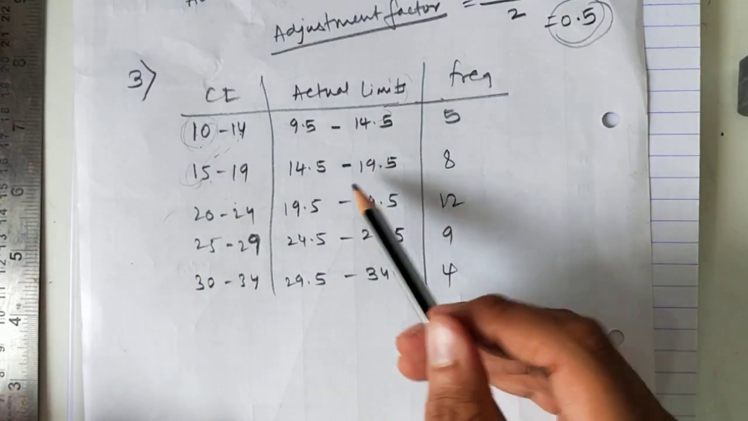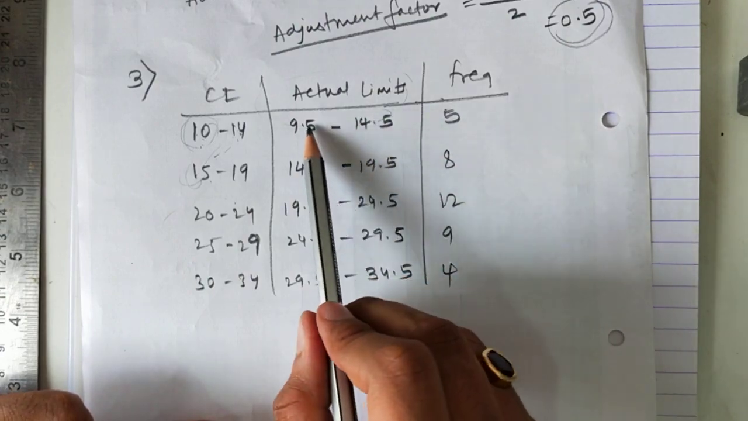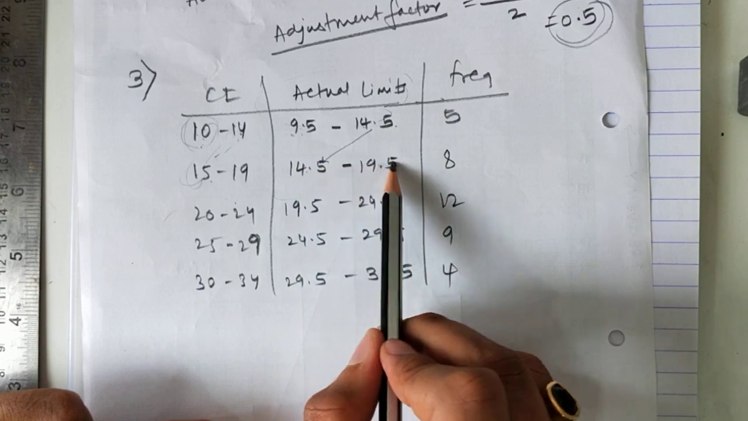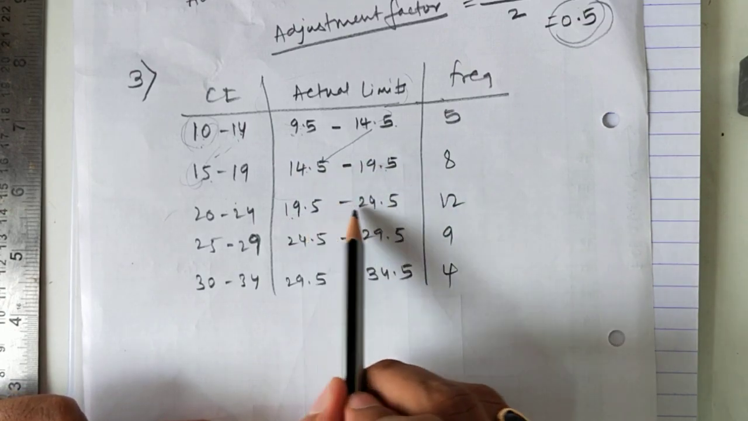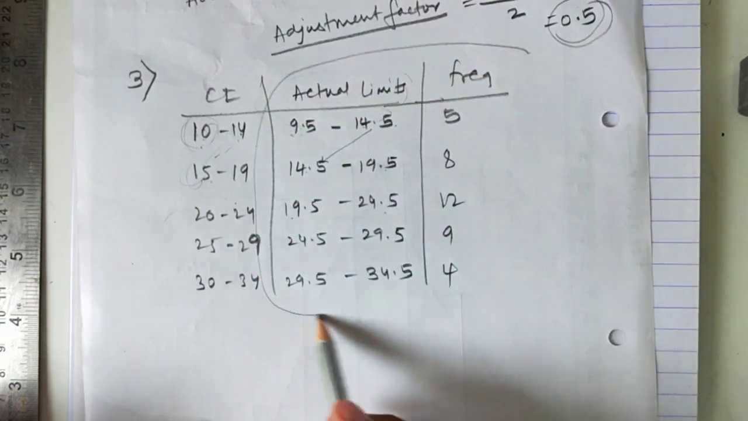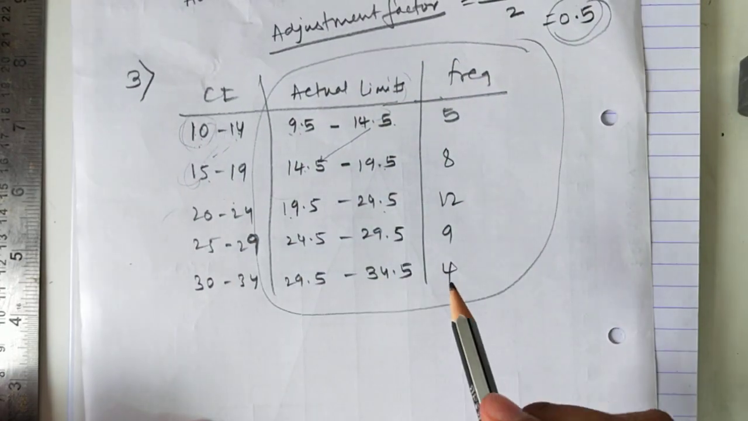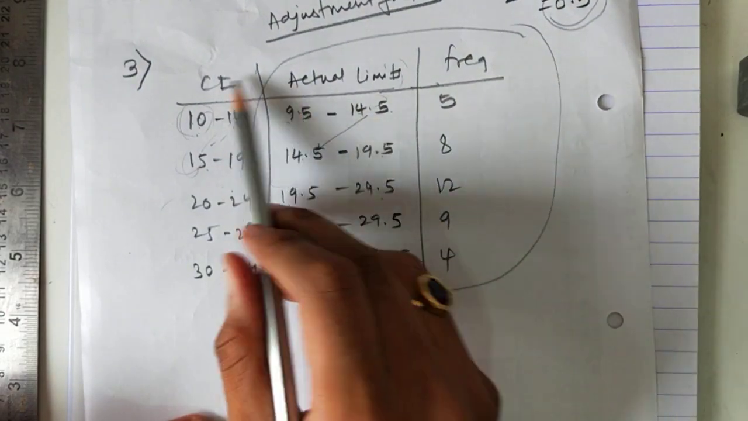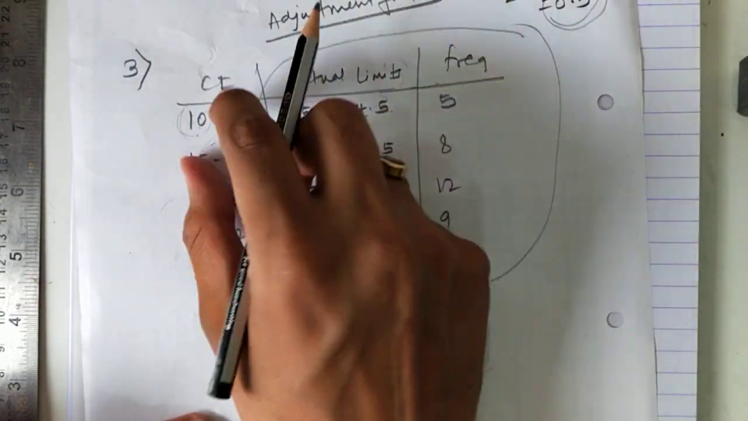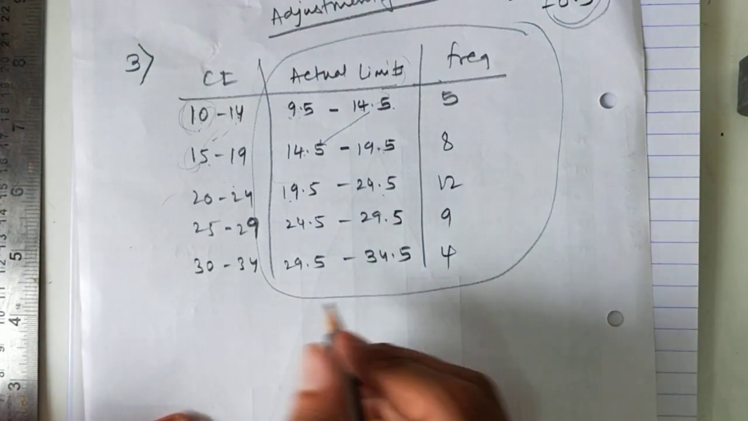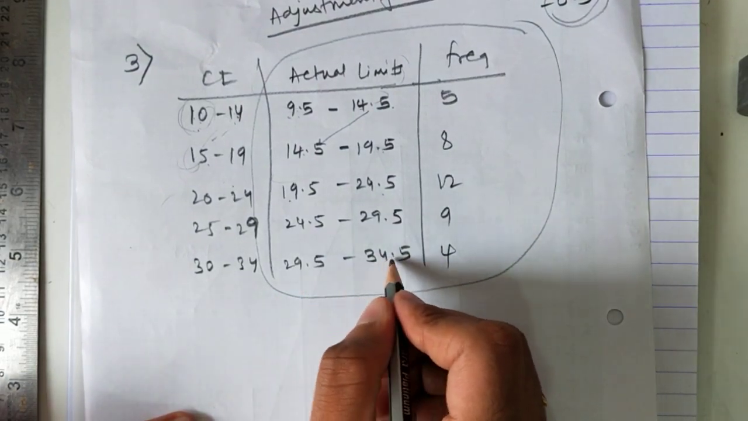Now in this question, the data has become continuous. See, 9.5 to 14.5, then 14.5 to 19.5, 19.5 to 24. The data has become continuous. Now this information we will plot in the graph. One more thing, we have to take one extra limit. You remember? So I'll write the values for the extra limit also.